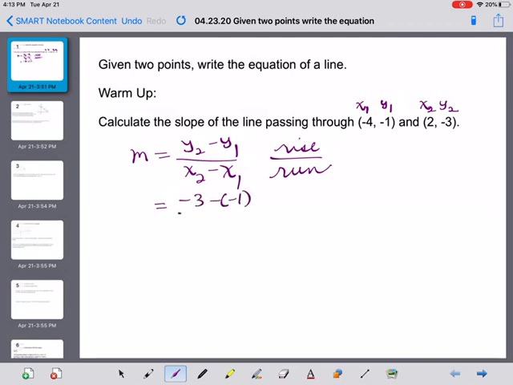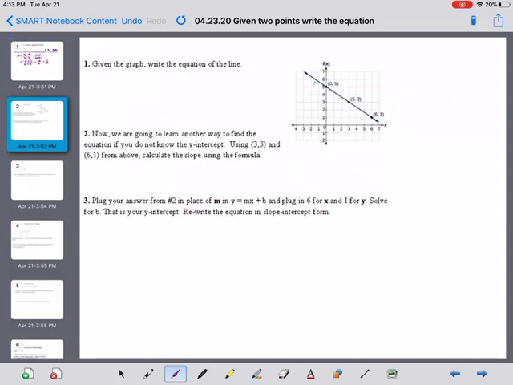So -3 minus -1 over 2 minus -4. And that will give you, so that's -3 plus 1 is -2. 2 plus 4 is 6. And then we simplify it to -1/3 equals m.